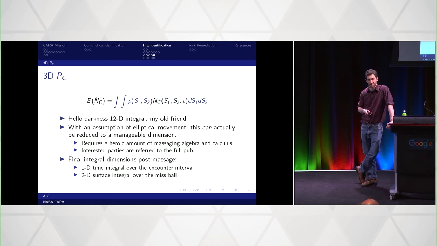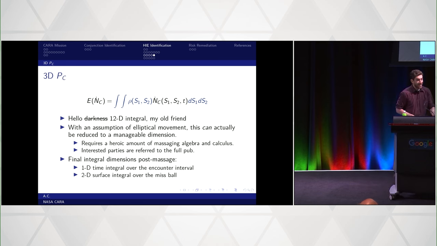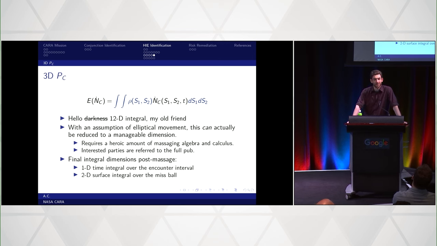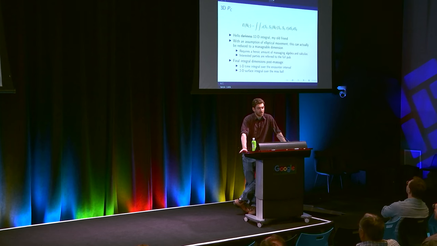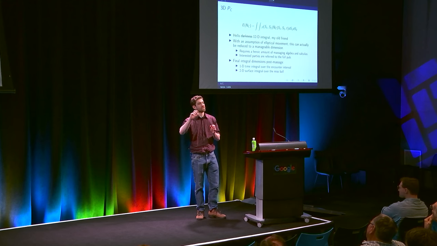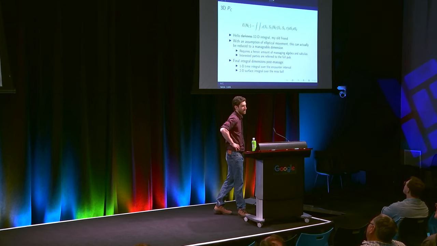And now we can go back to the part that I'm not going to wade all the way through with you. This is really a fairly heroic effort to massage this all the way down to its final form. And I encourage anybody who's interested to go through and find the pub. It's in the references section of this deck. If you want to read through and fully understand the algebra involved, please do. Again, please take my word for it. If you do the work, you can eventually get it down to a two-dimensional surface integral over our collision ball, which then traces through time because we had that initial outer time integral.